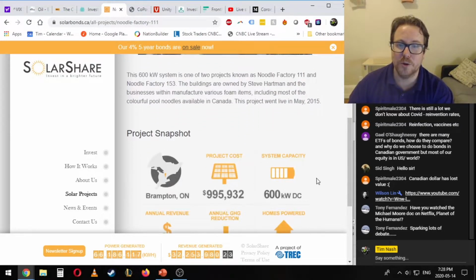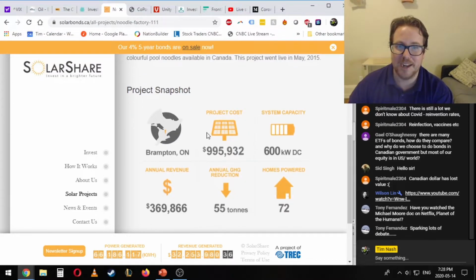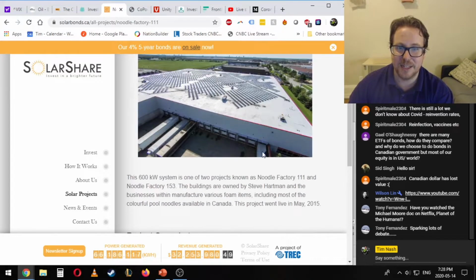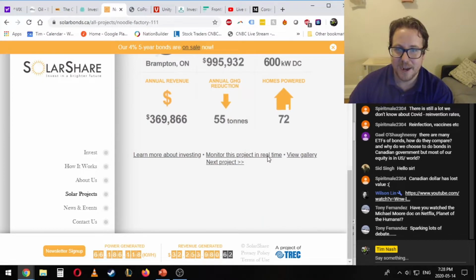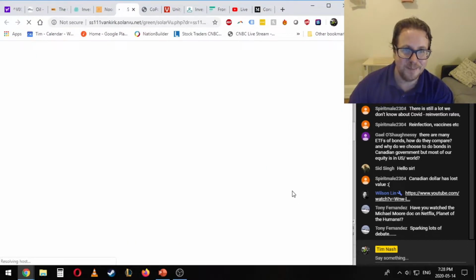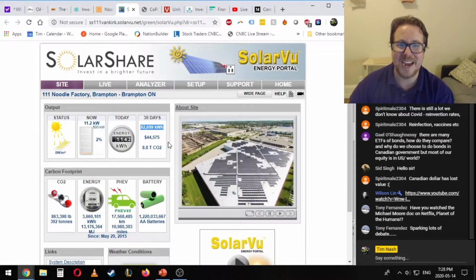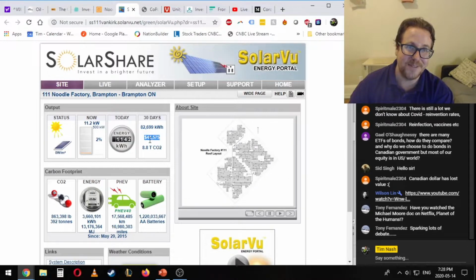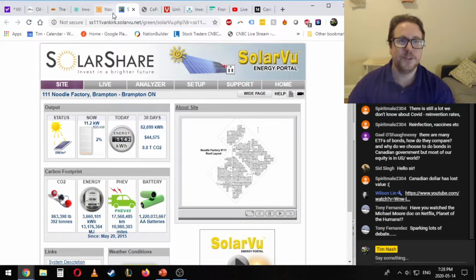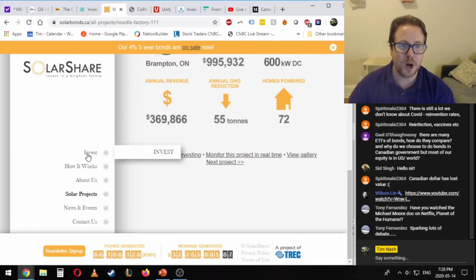So what's kind of cool is that you can get like the snapshot. We can look at it actually live, I think. Yeah, monitor this project in real time. So now it is getting a little bit late. So, not too much solar, down to 2%. But you can see in the last 30 days, it's generated 82,000 kilowatt hours and worth about $44,000 in revenue, which is just so cool. So, they've got a bunch of these projects.